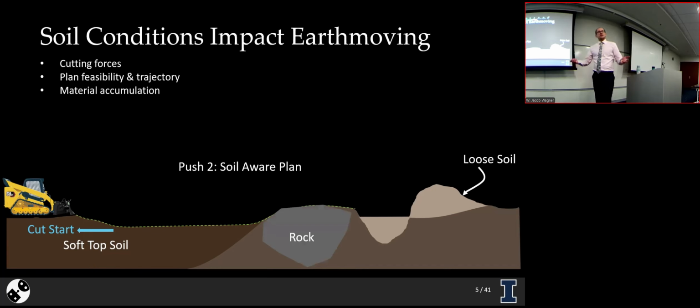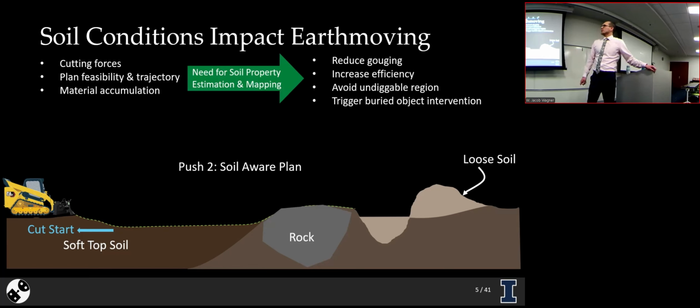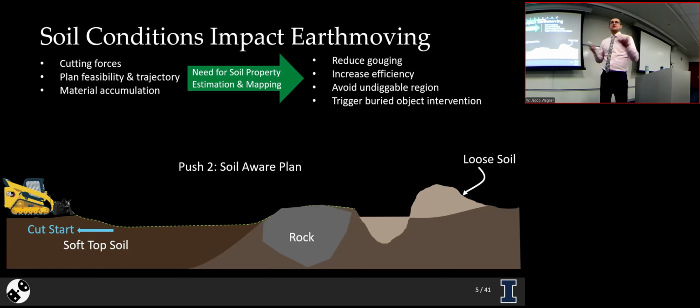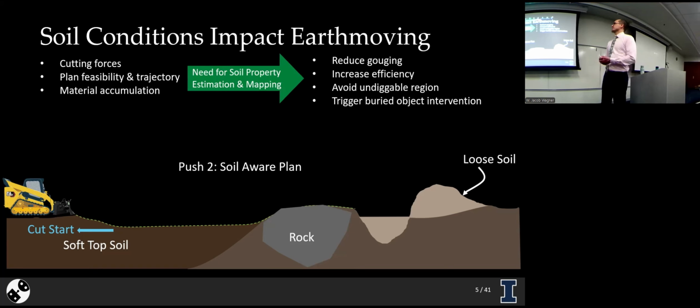So things get even more difficult if you start thinking about buried objects, for example, rocks and things where it's physically impossible to actually make a cut through that region. You're not only making small cuts, you can't make a cut there at all, perhaps. So this is all to motivate the need for soil property estimation and for additionally mapping. Since these things vary spatially, we want to track them in some way spatially.